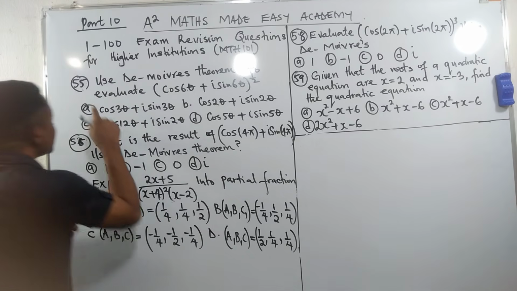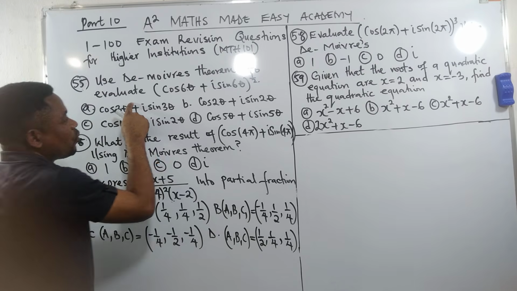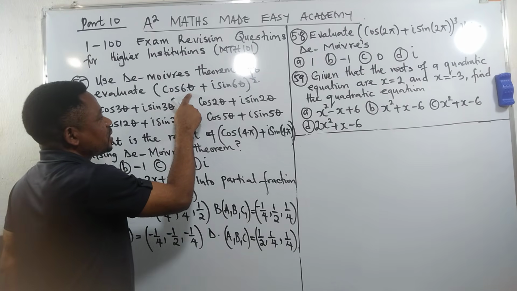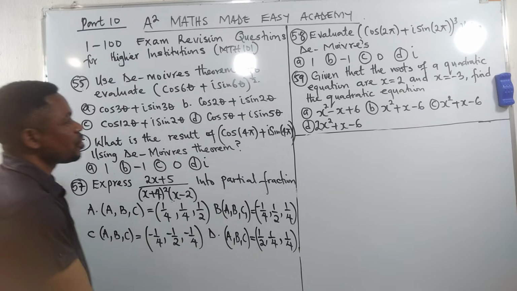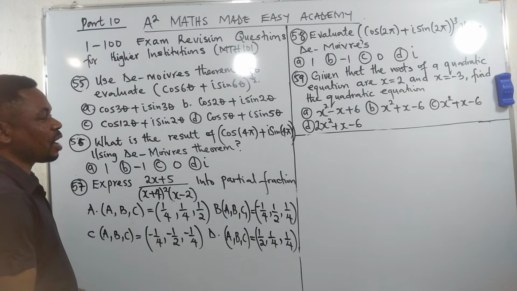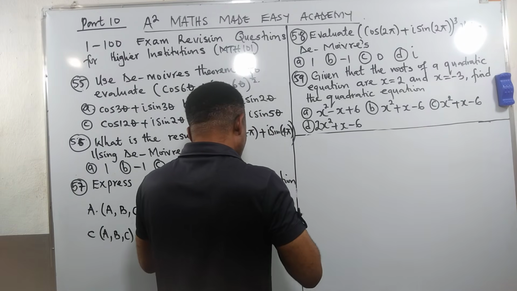Now, let's watch. The first question says, use De Moivre's theorem to evaluate (cos 6θ + i sin 6θ) raised to the power of 1 over 2. Question number 55.